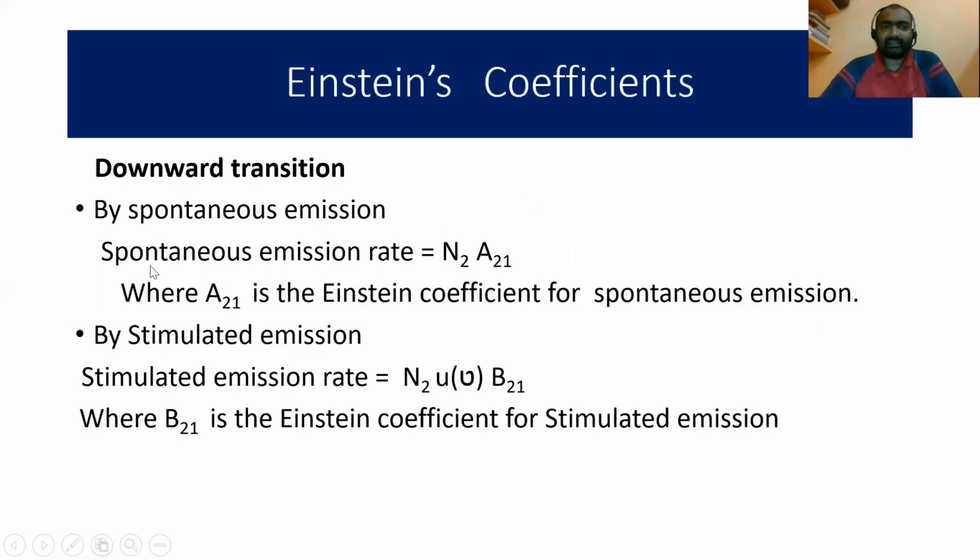The spontaneous emission rate is N2 A21. Here A21 is the Einstein coefficient for spontaneous emission. Similarly, for stimulated emission, the stimulated emission rate can be calculated as N2 into U of nu into B21. Here B21 is the Einstein coefficient for stimulated emission.